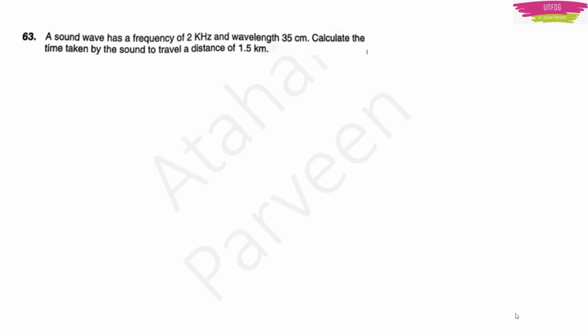So what is given here? Frequency is given. It is given as kilohertz, so convert it into normal hertz. It will become 2 into 10 to the power 3 hertz. And then wavelength is 35 centimeter, convert it into meter, it will become 0.35 meters. And distance is given in kilometers, so convert it into meters. It will be 1.5 into 1000. That means it will be 1500 meters.